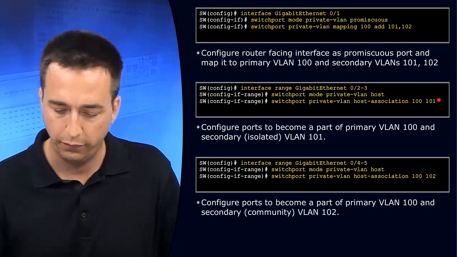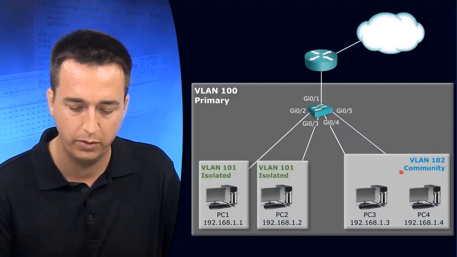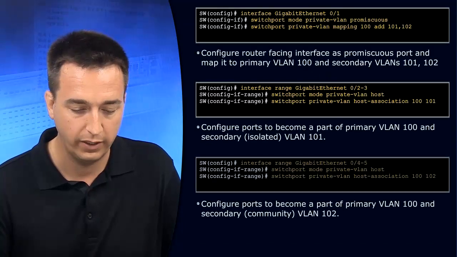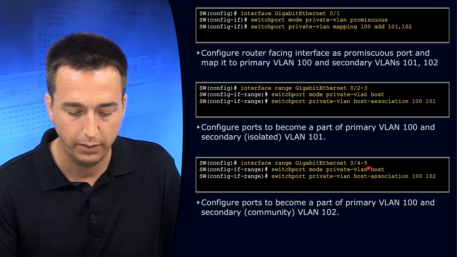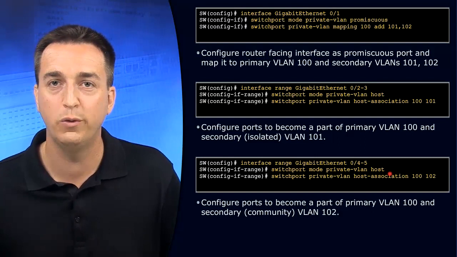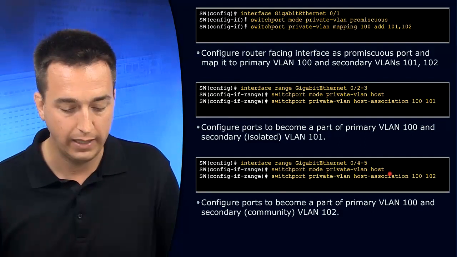What about gig 0/4 and 0/5? We said both of these ports have to be in the community VLAN of 102. So if we go back to the configuration, we'll see here for gigabit 0/4 and 5, it's the same switchport mode private-vlan host command. So we're host ports within that private VLAN.